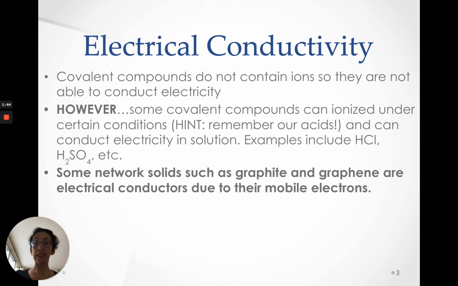Covalent compounds in general do not conduct electricity. However, some covalent compounds can be ionized under some conditions, and any covalent compound that has resonance or delocalized electrons, like graphite, network solids that have a large network of delocalized electrons, can conduct electricity due to the mobile electrons.